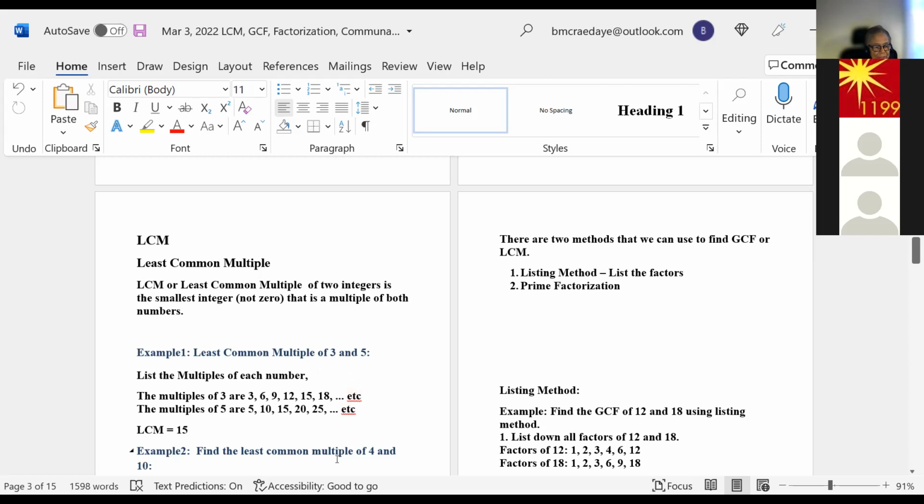Questions? Okay, I want you to do this next one. Find the least common multiple of 4 and 10. I'll give you a chance to do that one. So get the multiples of 4, the multiples of 10, and then get the least common multiple. I'll give you a few minutes to do that one.